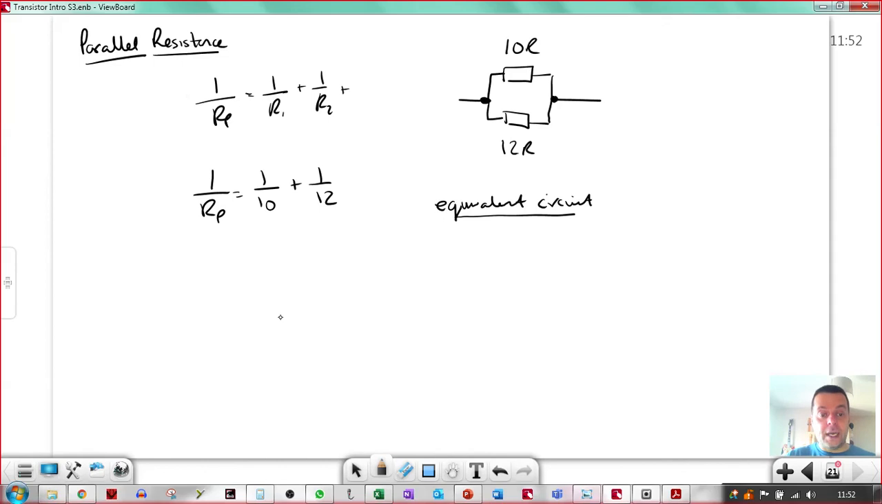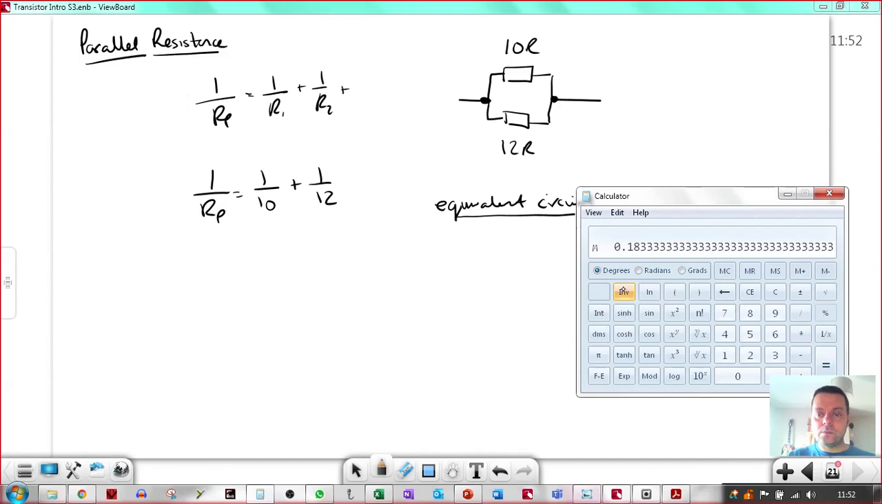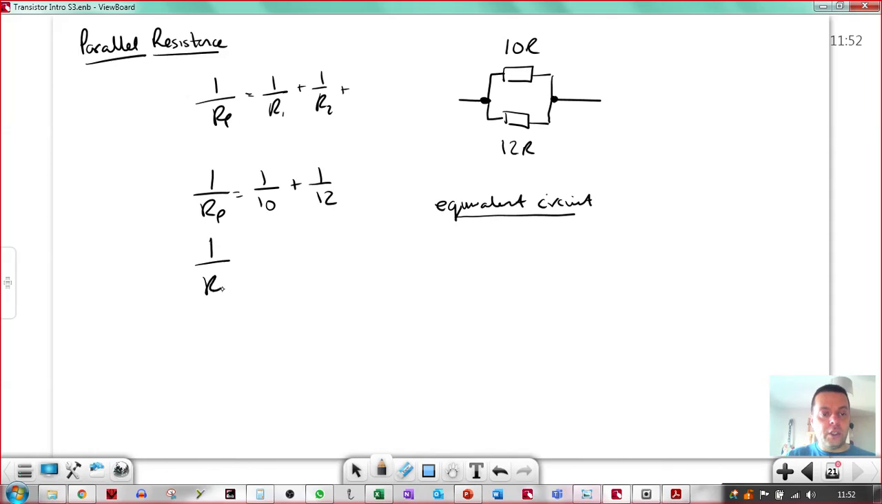Now you can do that in a calculator. It's important that you try 1 over 10 plus, in brackets, 1 over 12. It's important that you keep the number as a long decimal for as long as possible, right? I'm going to add that into my memory. So 0.183333. So that's 1 over RP equals 0.183333.